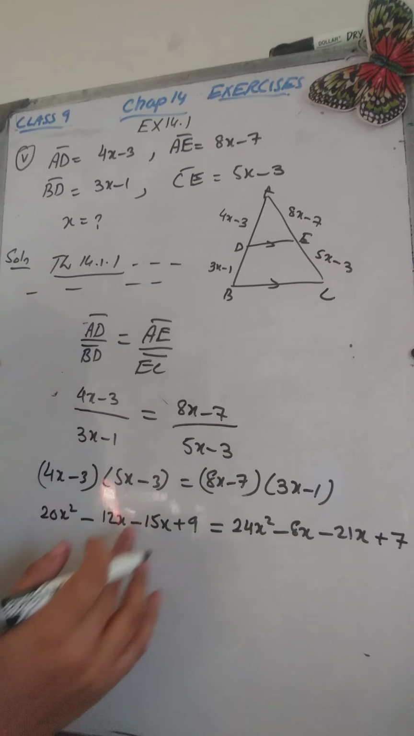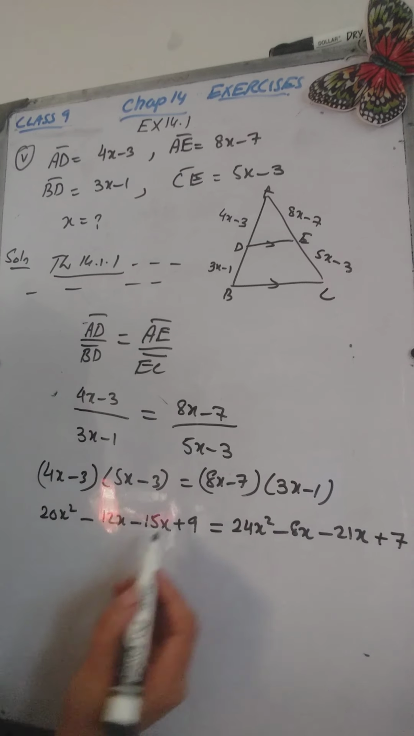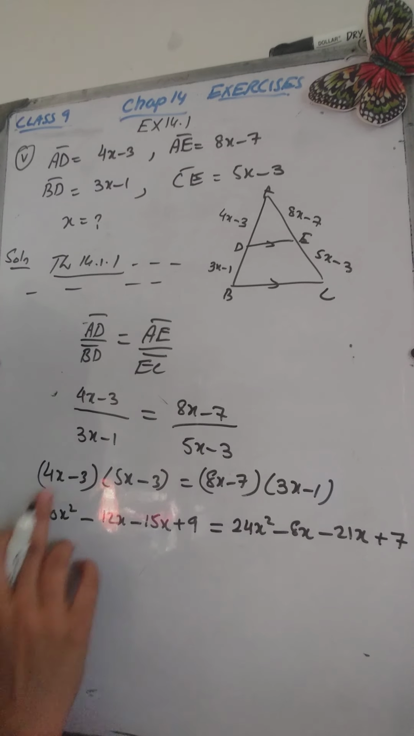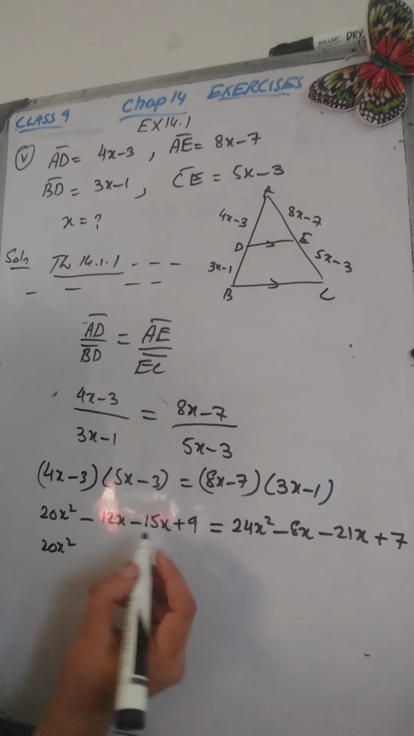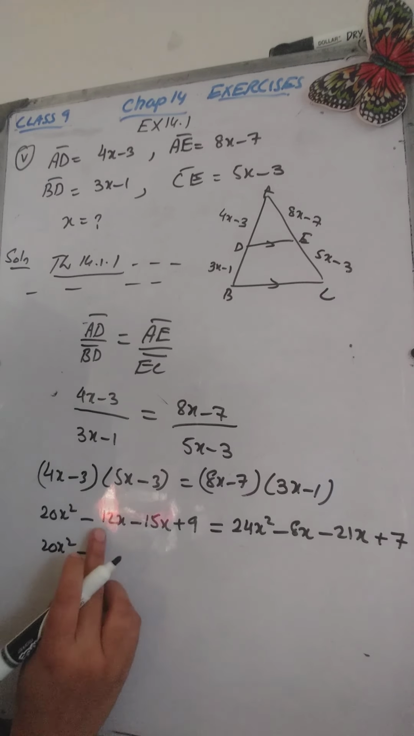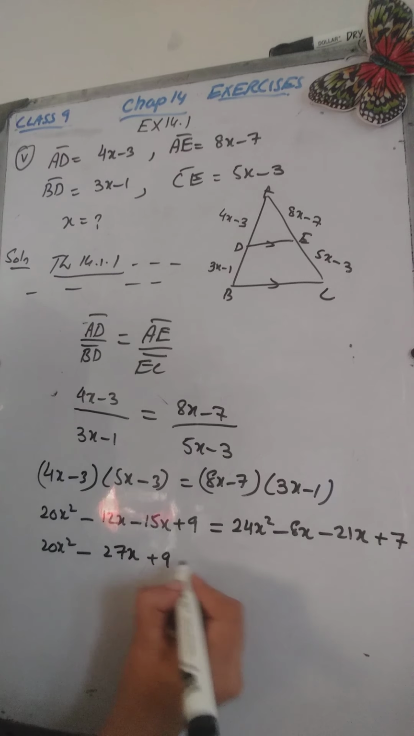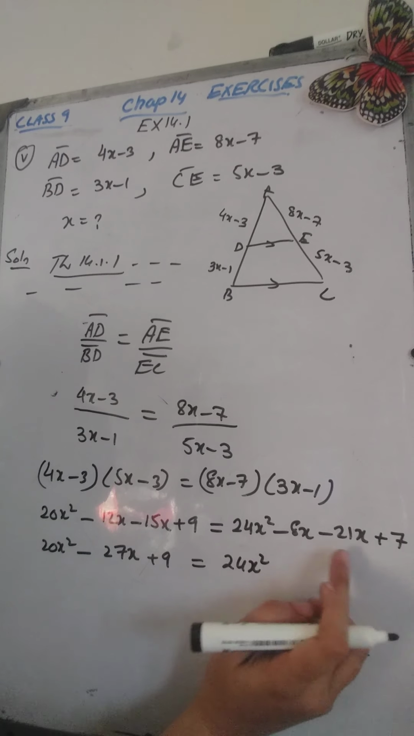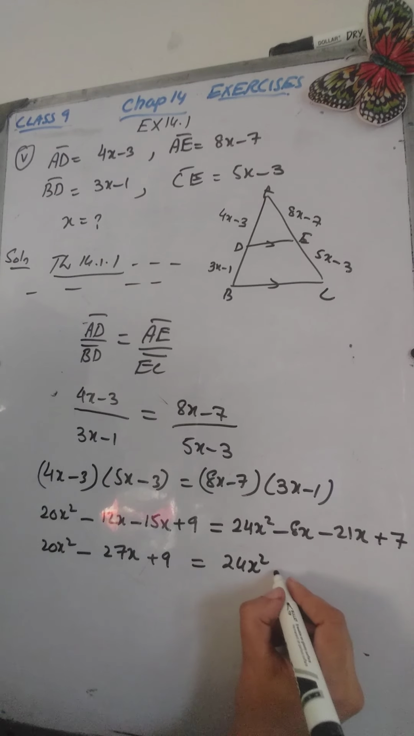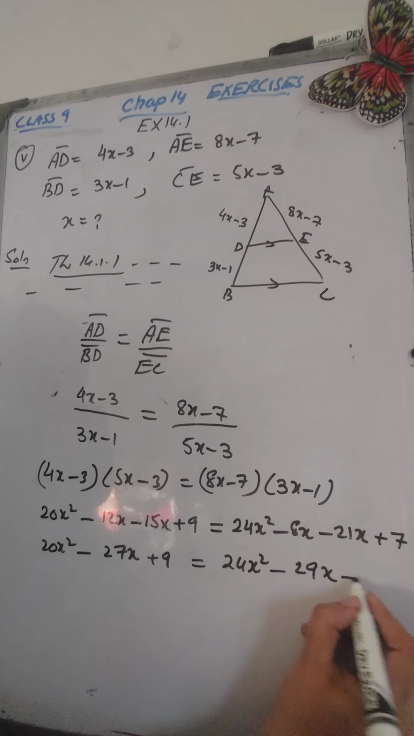Now shifting all these to the left hand side or to the right hand side. Let us shift to the right hand side. What we are going to do, we are going to shift 20x square to the right hand side. First let me add these two. Adding them, this is going to be equal to 27x plus 9 equals to 24x square minus 8x minus 21x will be equal to 29x plus 7.